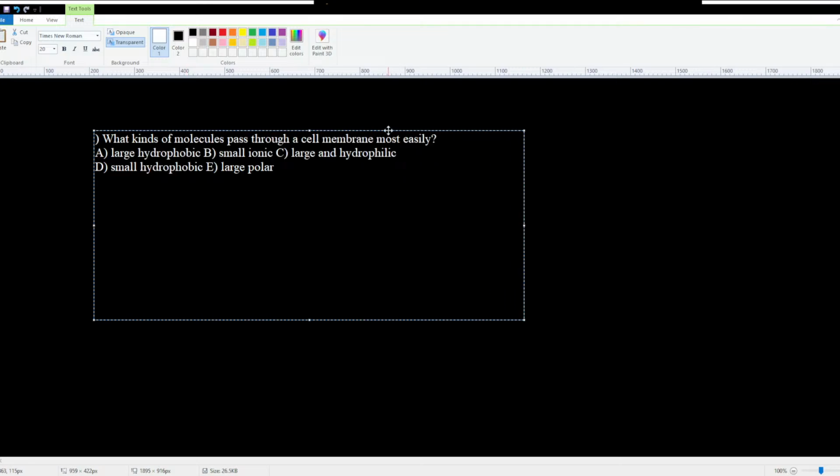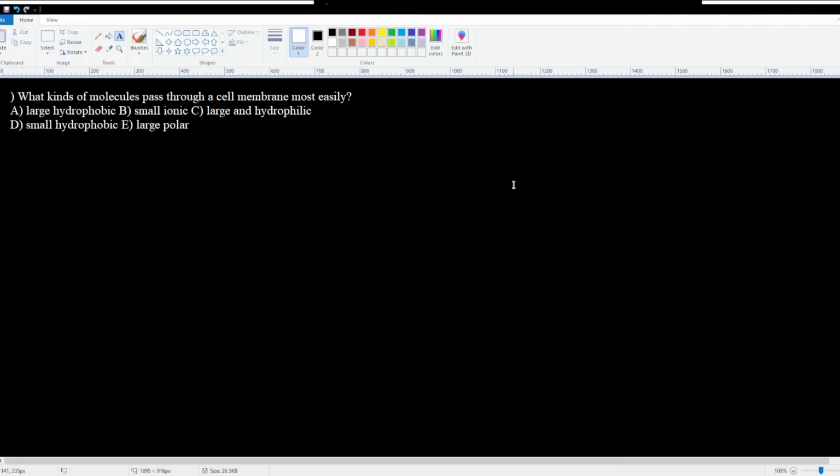So, question 3 is asking what kind of molecules pass through a cell membrane most easily? A, a large hydrophobic molecule. B, something that's small and ionic. C, something that's large and hydrophilic. Or D, something that's small and hydrophobic. Or E, something that's large and polar.